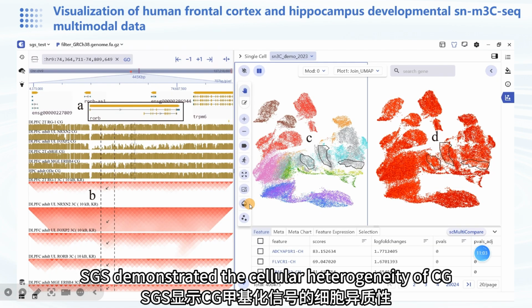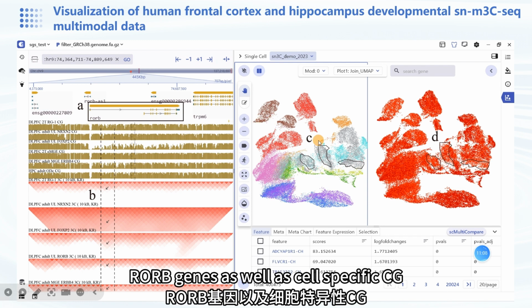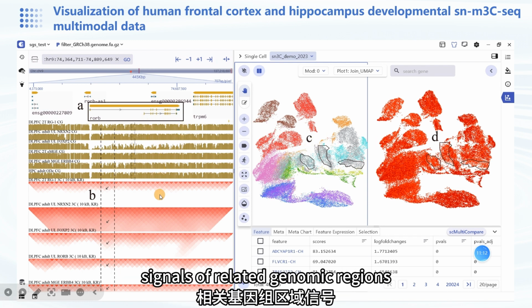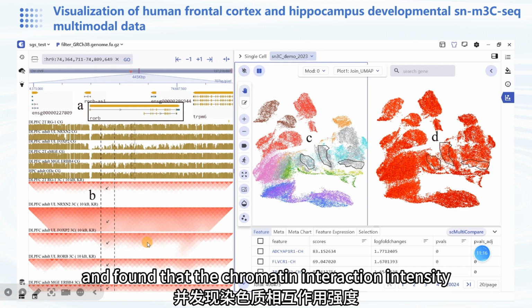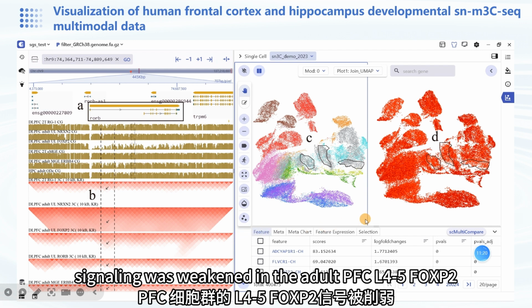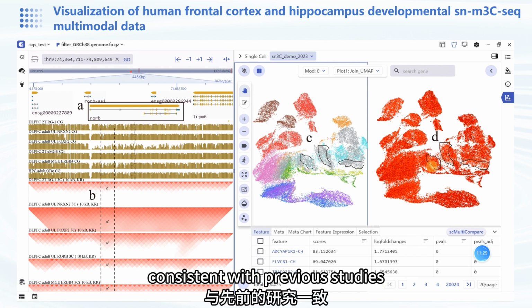SGS demonstrated the cellular heterogeneity of CG methylation signals of cortical RORB genes, as well as cell-specific CG methylation and chromosomal interaction signals of related genomic regions, and found that the chromatin interaction intensity was significantly enhanced and CG methylation signaling was weakened in the adult PFCL4-5FOX2O cell population compared with other cell populations, consistent with previous studies.